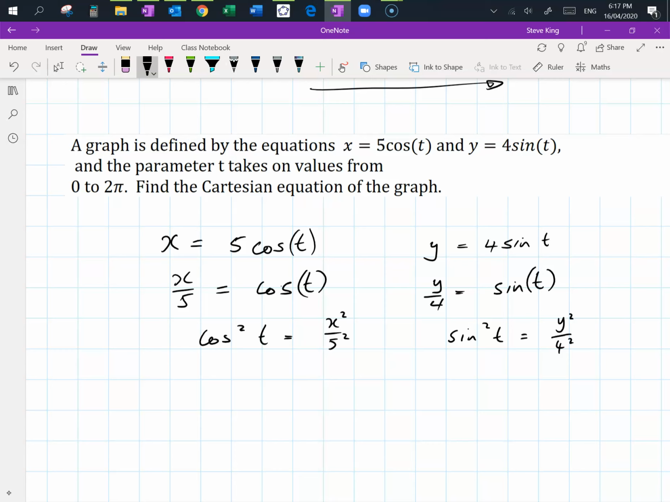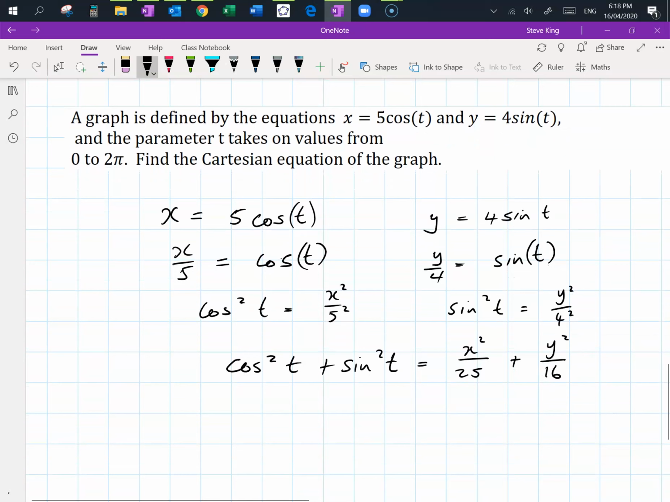And now I can combine these two together, so I can say that cos squared t plus sine squared t is going to equal x squared over 25 plus y squared over 16. And as you well know, cos squared plus sine squared equals 1. And so I've got x squared over 25 plus y squared over 16 equals 1. The radius is 1, so there we have a circle centered on the origin.